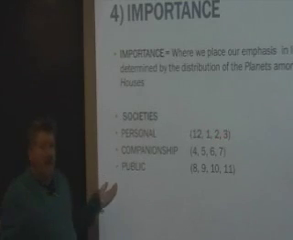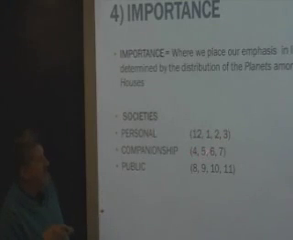It doesn't get more personal than that. The companionship houses are 4, 5, 6, and 7. The fourth house is family. The fifth house is lovers and children. The sixth house is your co-workers. And the seventh house is your partners and the public. Those are your companions. And the public houses are 8, 9, 10, and 11.